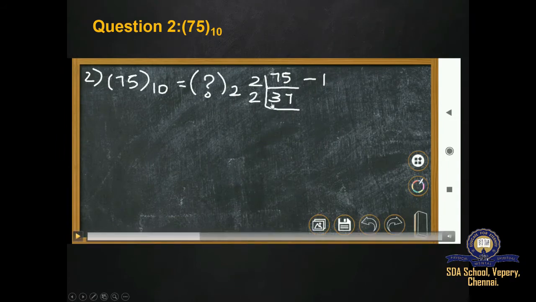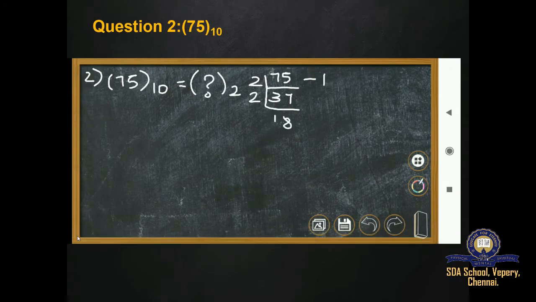Now again we have to divide 37 by 2. How many times do we get 37? 18 times. 2 into 18 we get 36. Now the remainder will be 1.